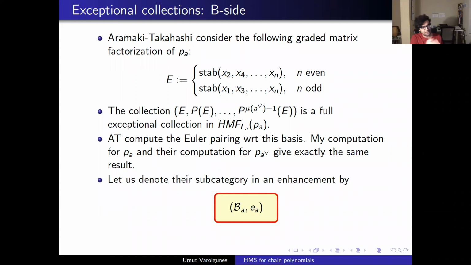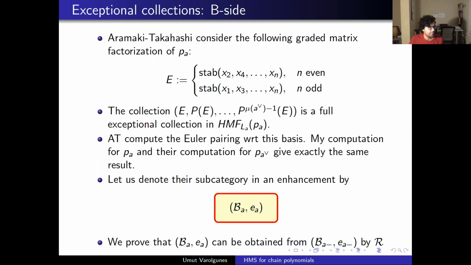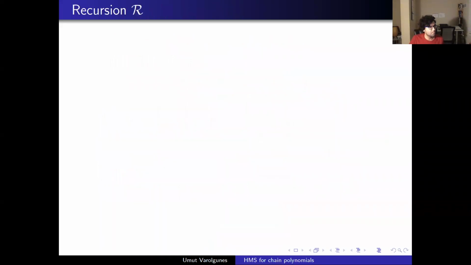So let's denote the A infinity category in this case on the B side by B sub A. And we show that B sub A is obtained by removing something in exactly the same way, but now you remove from the other side. So that's where this order change of the tuples comes from in the proof.